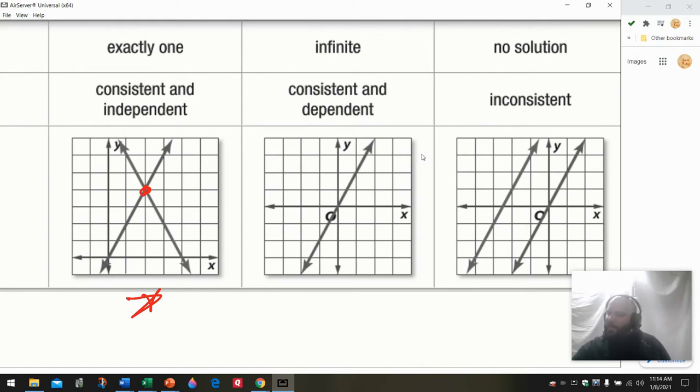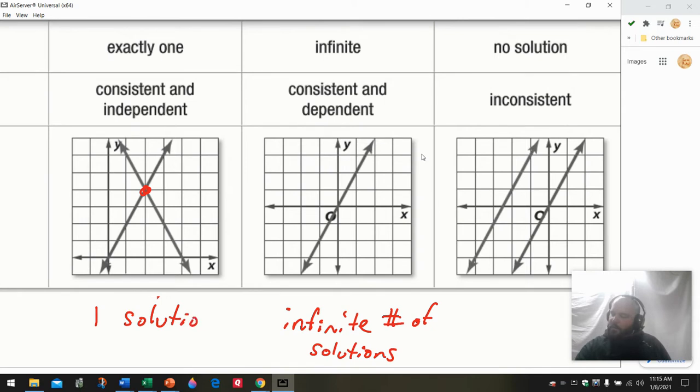Now, if you look in the second one, this is actually a graph of two different lines, but they are the same line because they're graphed on top of each other. And so what that means is this does not share one point in common. The two lines share all of their points. So in this case, there would be an infinite number of solutions. Whereas in our first case, the one with the star by it, there would only be one solution.